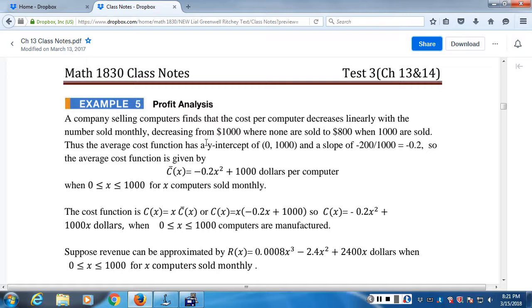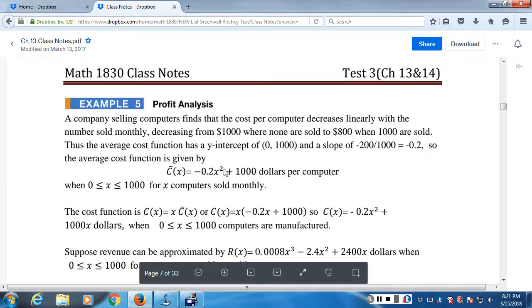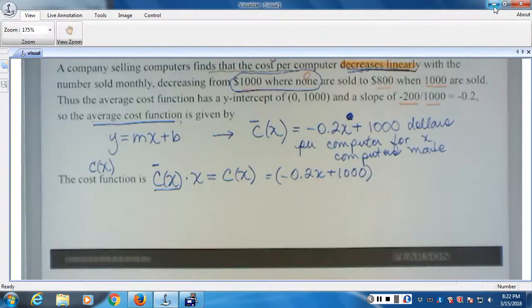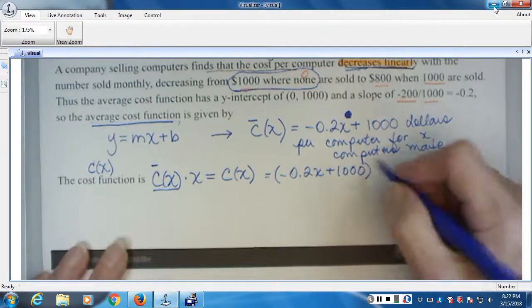Okay? So that's a typo, and I'm pretty sure that one actually came out of the textbook. I'll have to go back and look, but I think that's actually that way in the textbook. And I kept forgetting to go in there and do some digital whiteout on that. So your actual cost function then is the negative 0.2x plus 1,000, which is your average cost function, times X computers.